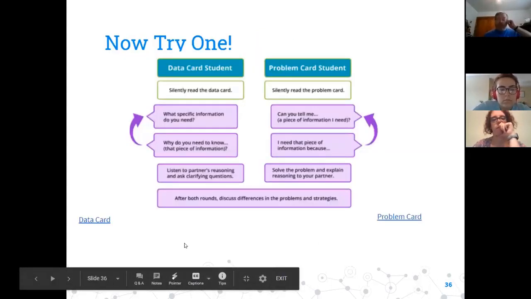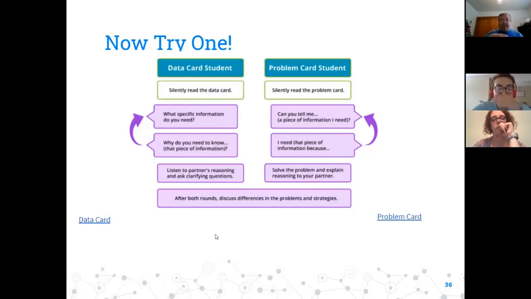So what questions do you have about what you just saw before I'm going to put you in breakout rooms and let you try them on your own? You can either unmute or chat. It doesn't matter.